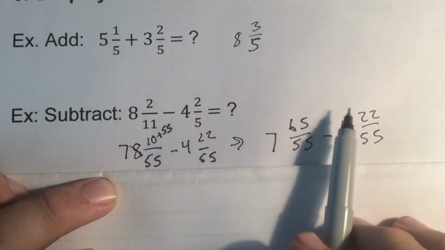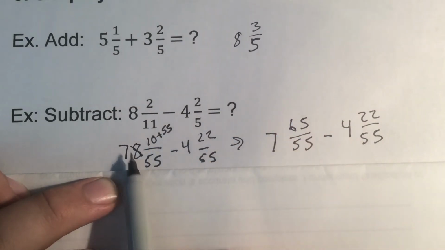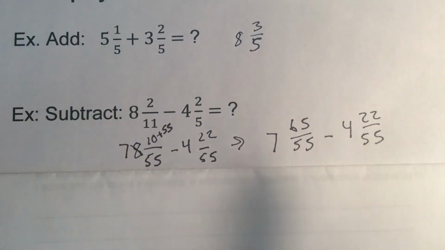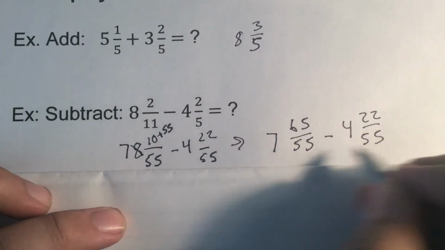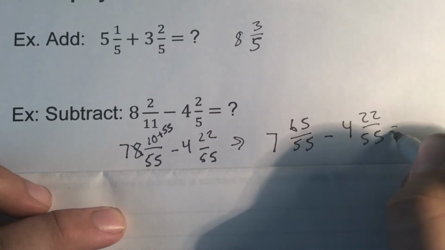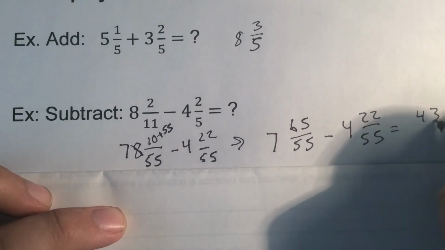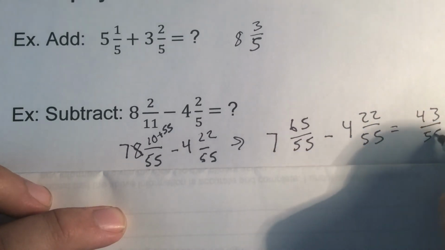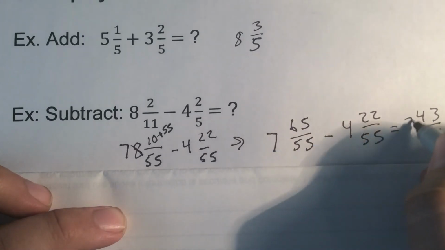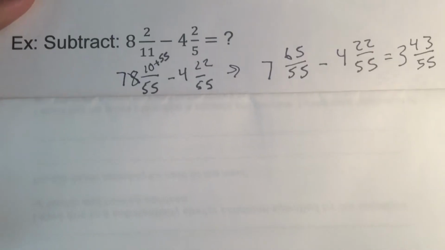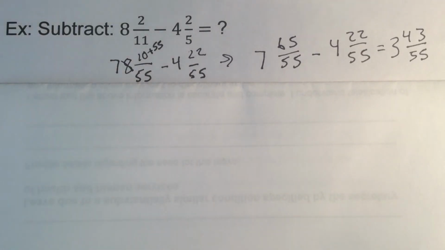So 10 and 55 makes that new top 65. So we're borrowing 1. We're really going to add that denominator to the top because that'll make it a whole. 55 over 55 is 1. Okay. So now we subtract. Again, we do the fractions first. 65 minus 22 leaves us with 43 over 55. 7 minus 4 leaves us with 3. And we can't simplify that. So that's going to be as far as we can go with that one.